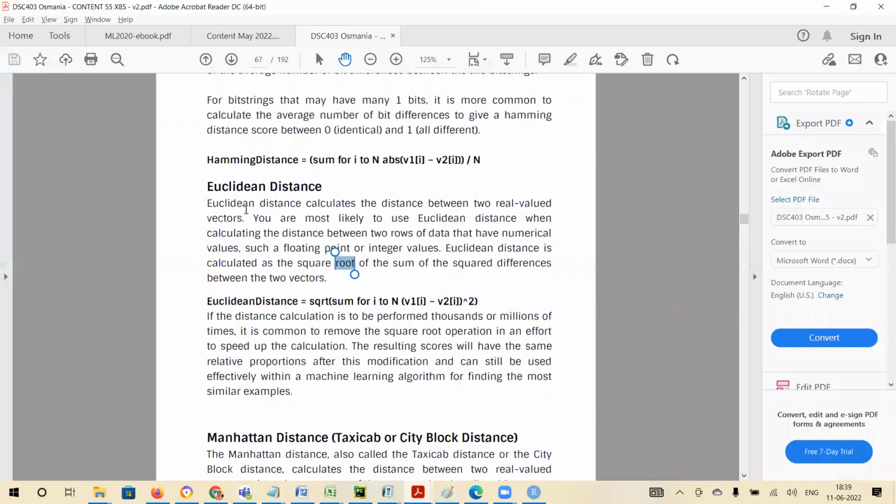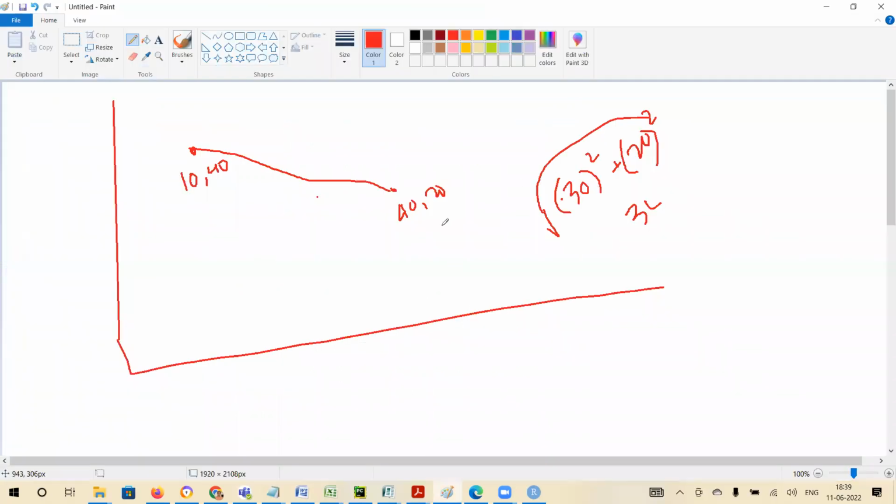Okay? Euclidean distance calculates distance between two real valued vectors. It is square root of the sum of the square differences. This is the difference, this is squared, this is summed, and the root is taken. This is your Euclidean distance.